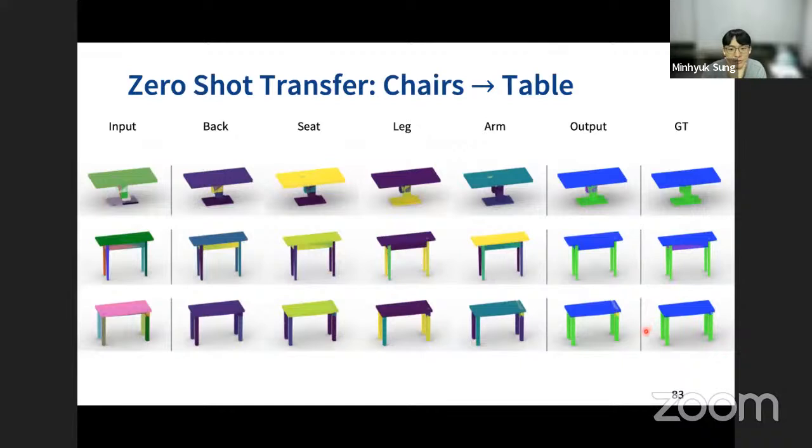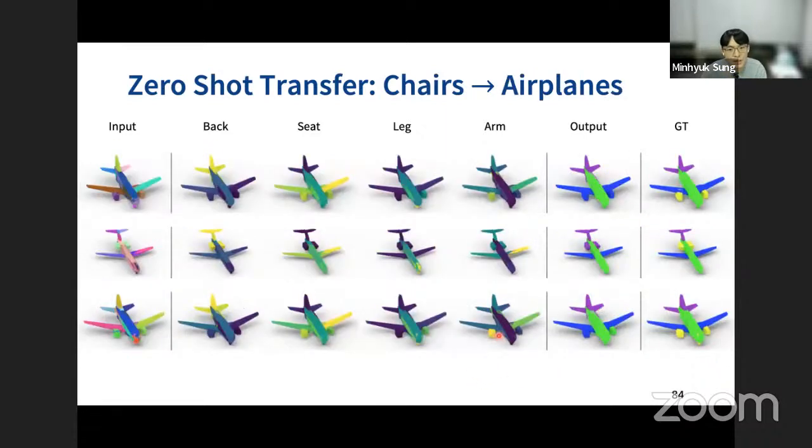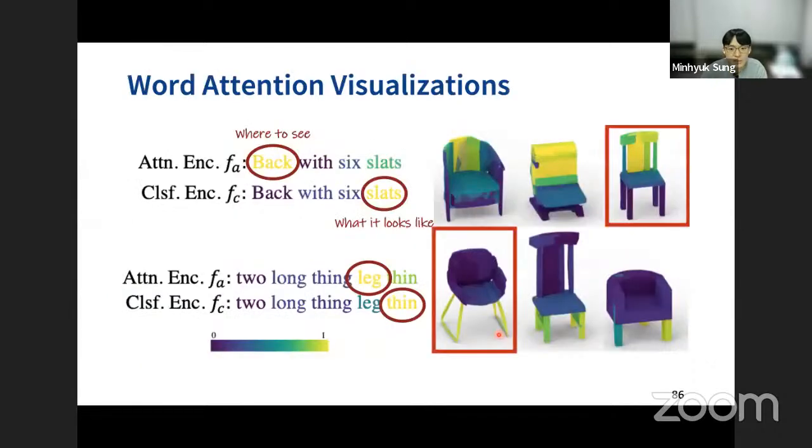Also, an interesting result is that while we train our network only with the chairs and the descriptions about the chairs, the network can also generalize well to other classes of shapes. So these are examples where we find some semantic parts of tables when we train the network with the chairs and the descriptions of the chairs. And this is another case where we find parts of airplanes using the same network trained with chairs. Okay, so let me skip some details.